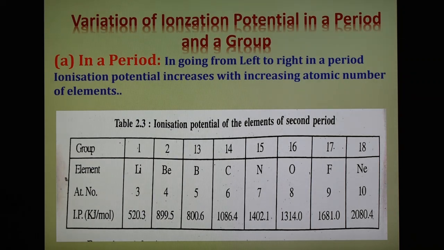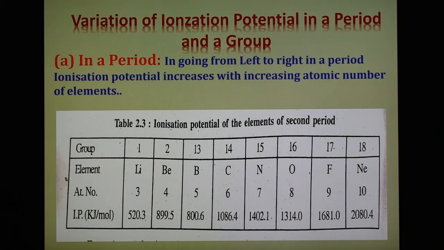So in general we can say that going from left to right in the period, the ionization potential value increases. With the increase of atomic number, the size of the atom decreases, and the decrease of size increases the force of attraction, and with the increase of force of attraction it is difficult to remove an electron. Therefore the ionization potential value increases from left to right in the period.